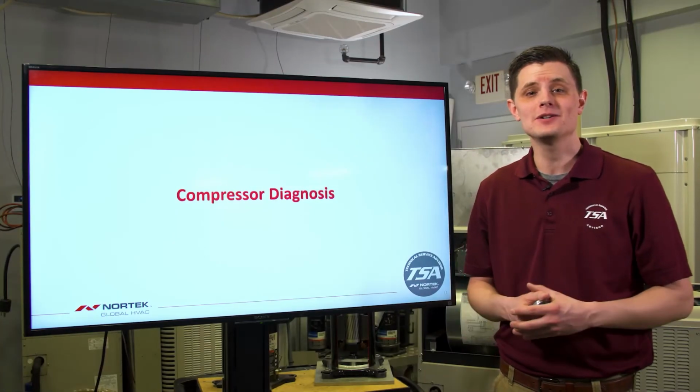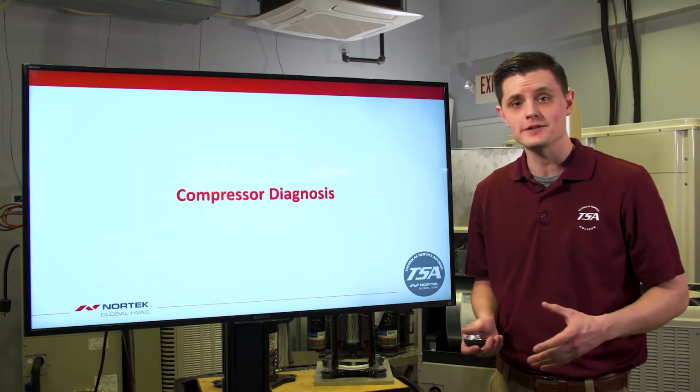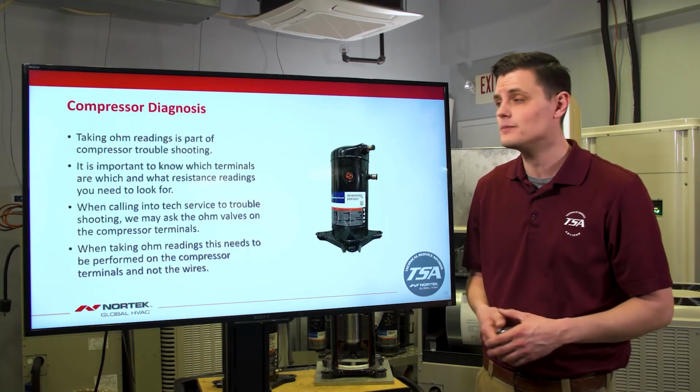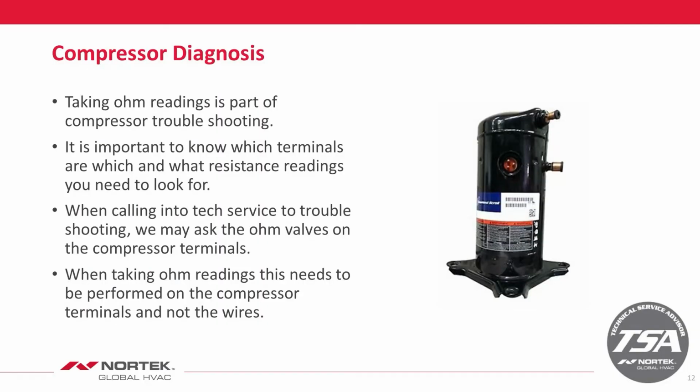One key thing that you want to look at when diagnosing a compressor is the ohm values on the compressor. It's important to know which terminals are which and what resistance readings you need to look for. This applies to your common, your start, and your run winding.